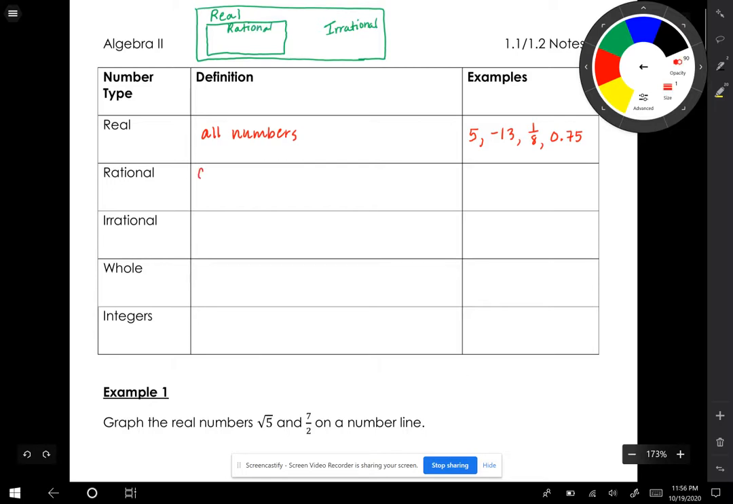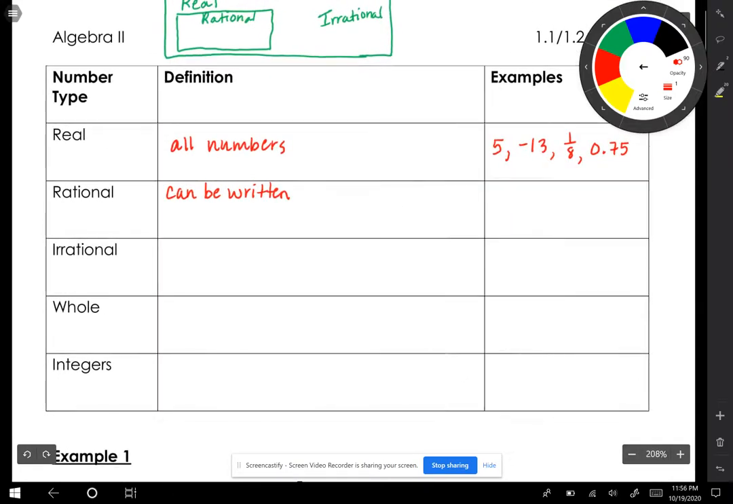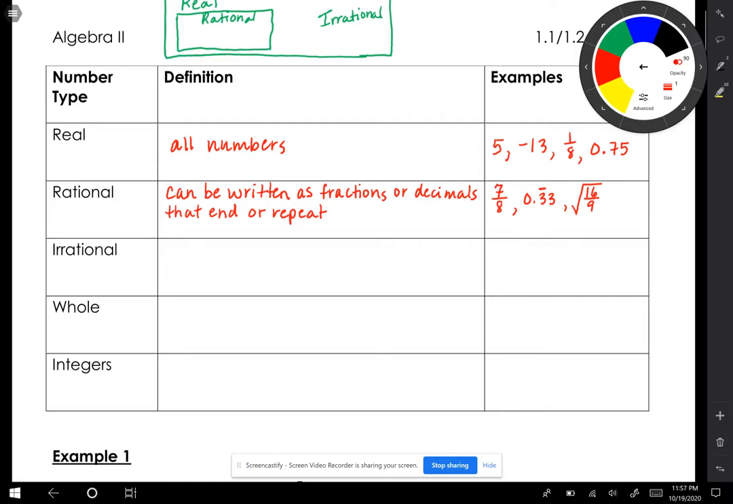Rational numbers can be written as fractions or decimals that end or repeat. Examples of rational numbers are 7/8 because that is a fraction, 0.33 where the 3 is repeating. Another example would be the square root of 16/9 because that simplifies to the square root of 16 over the square root of 9, which is 4/3. So we have the rational numbers.